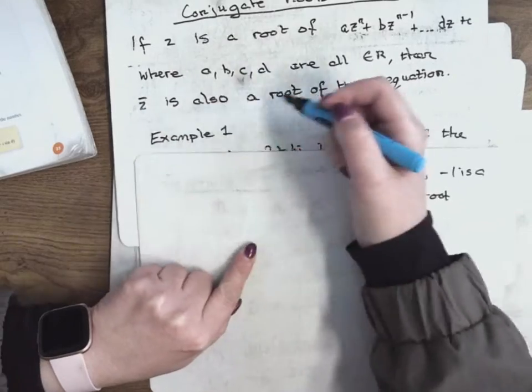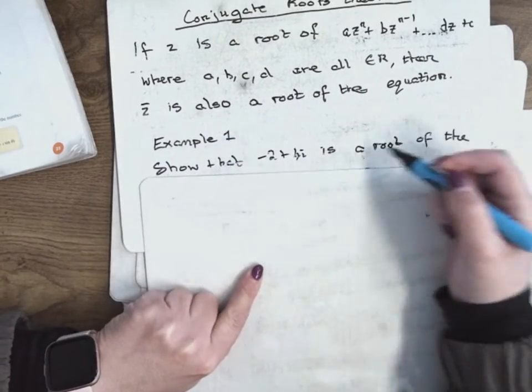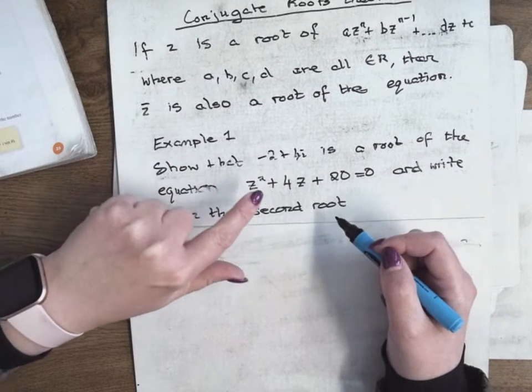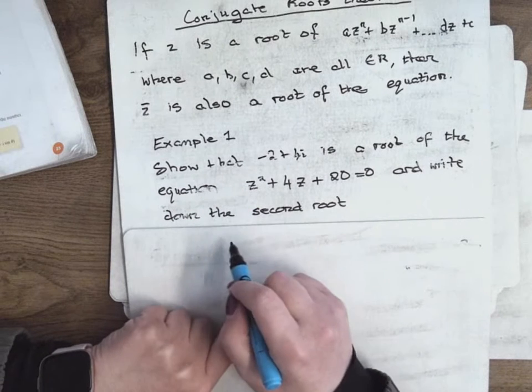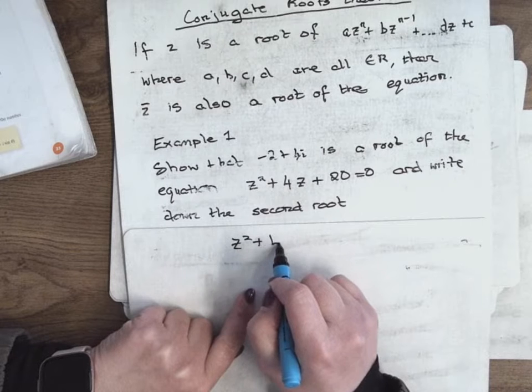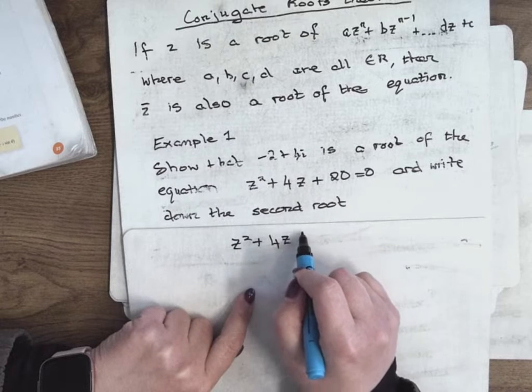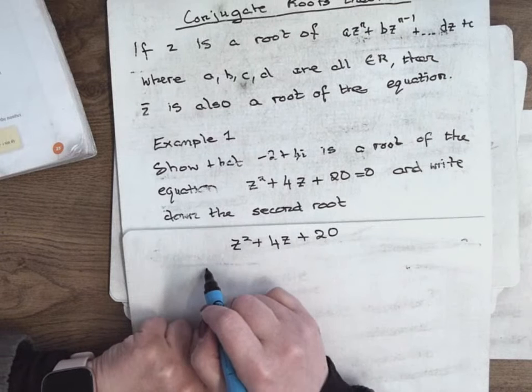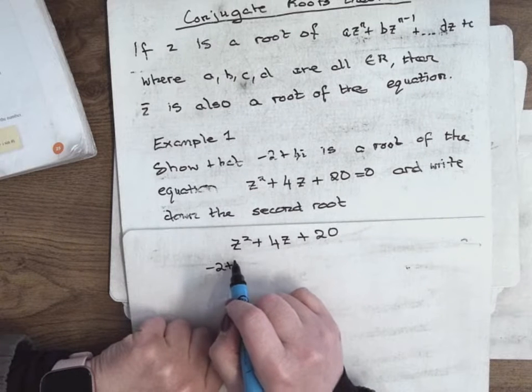Same thing here, right? Okay, I got very enthusiastic with that there. My head nearly came off my shoulders, right? So show that minus 2 plus 4i is a root. So here's the equation, z squared plus 4z plus 20. Everywhere I see a z, I'm going to put in a minus 2 plus 4i.